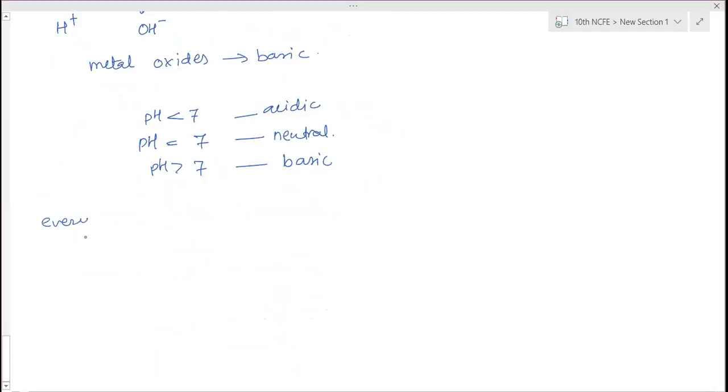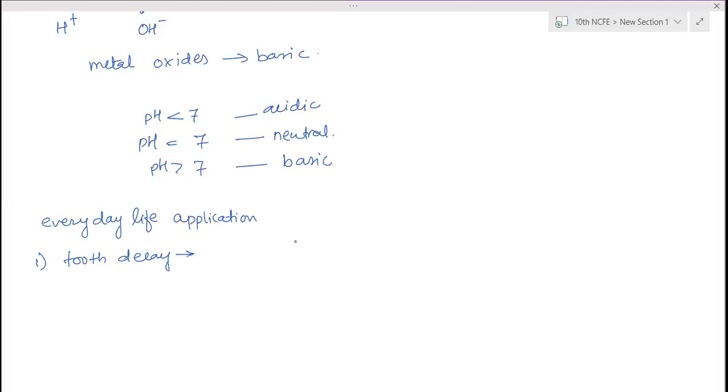Everyday life applications. Okay, so the first one is tooth decay. So what happens in tooth decay? First thing, what is the cause of tooth decay? Can anyone explain?